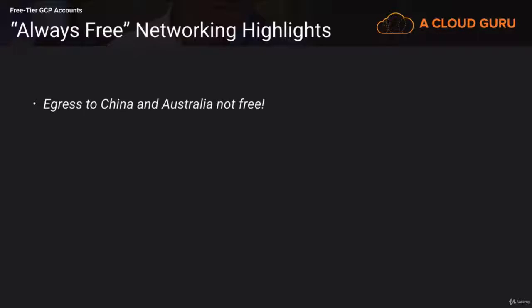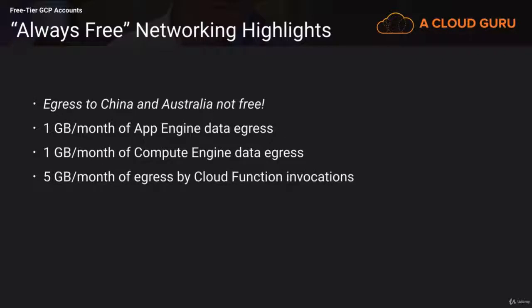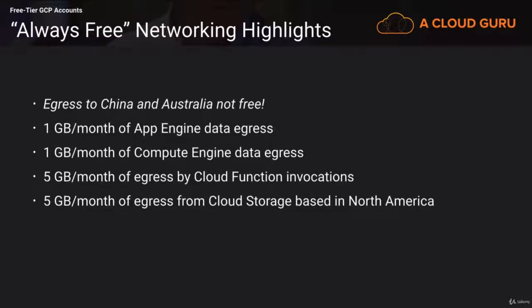Anyway, aside from those two, you can have 1 gigabyte each month of data that leaves your App Engine project for free. Similarly for Compute Engine, 1 gig per month. Google Cloud Functions are even more generous, giving you 5 gigs of data that can exit them each month, and also 5 gigs of data that can leave cloud storage that's based in North America.